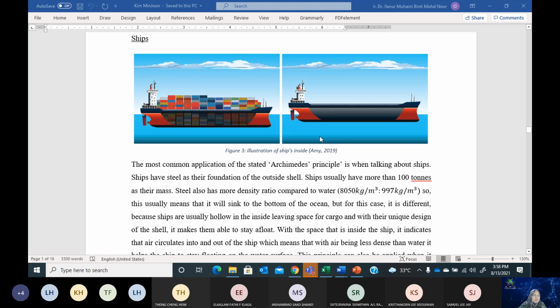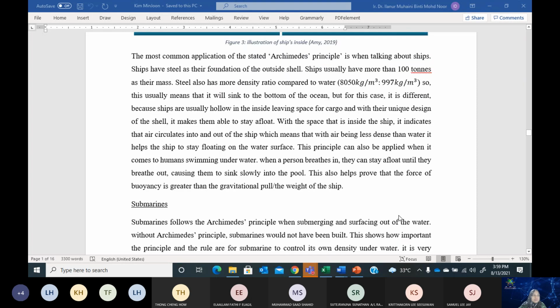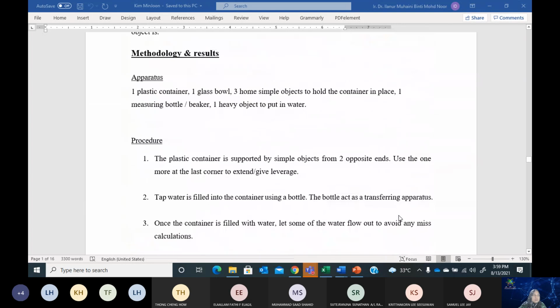"This principle can also be applied when it comes to humans swimming underwater. When a person breathes in, they can stay afloat until they breathe out, causing them to sink slowly into the pool. This also helps prove that the force of the buoyancy is greater than gravitational pull." Okay, and then other application.